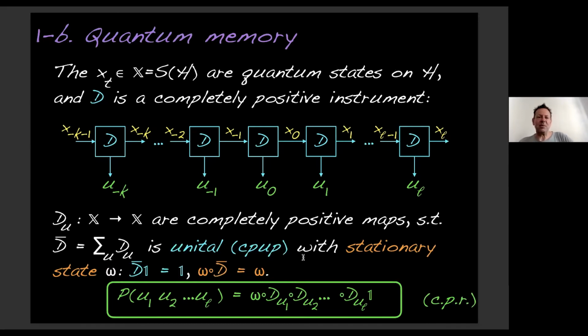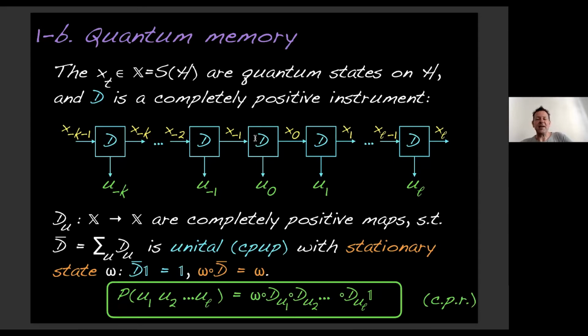That's a classical memory. So what happens in the Haroche experiment if you have a quantum memory? Well, of course, it means that the internal state of the system has to be a quantum state for a well-defined system. We have a Hilbert space H, and the XTs, they come from the state space of this. And D is simply a completely positive instrument.